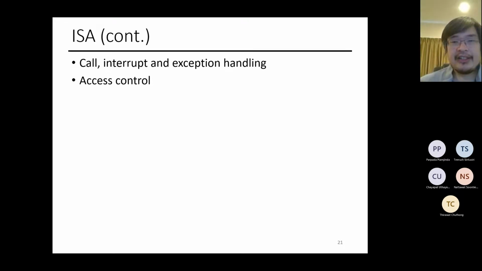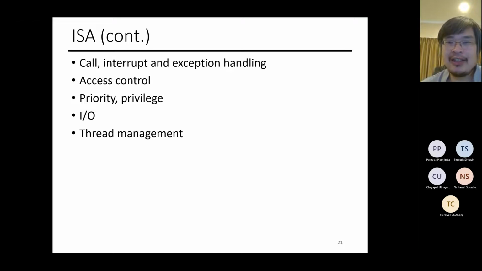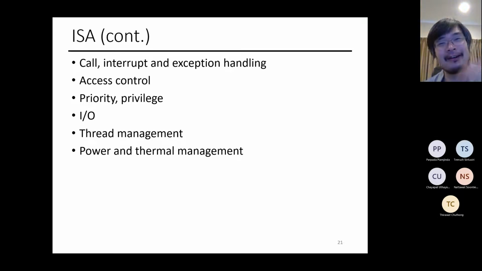Can I access certain things or not, right? How to manage priority between each program's processes, right? I have a bunch of programs running. Who should have the highest priority? Who should have the lowest priority, right? How do I manage I/O? How do I manage the threads? How do I manage power and thermal management? These are all included in the ISA.